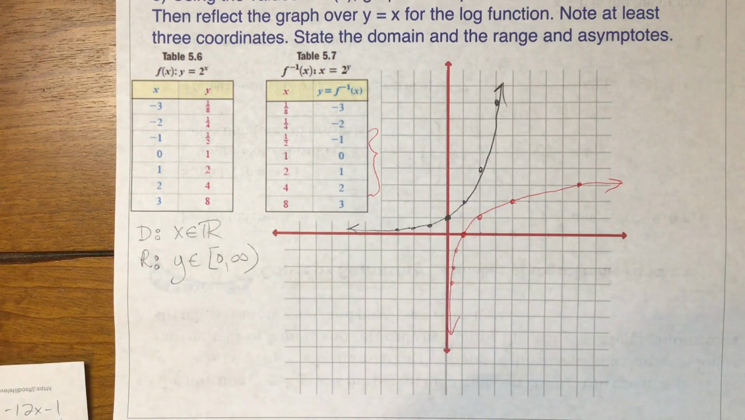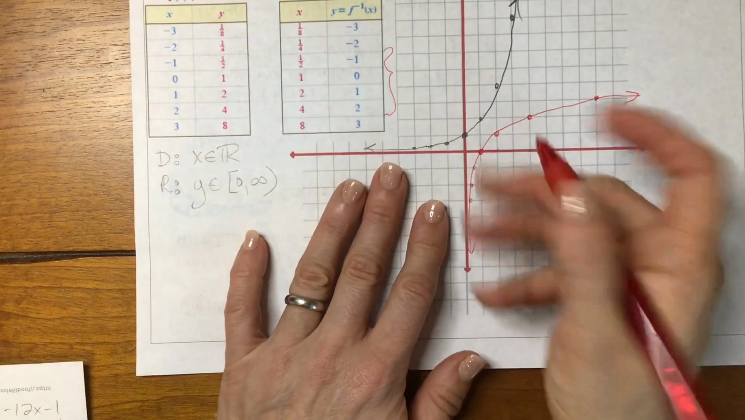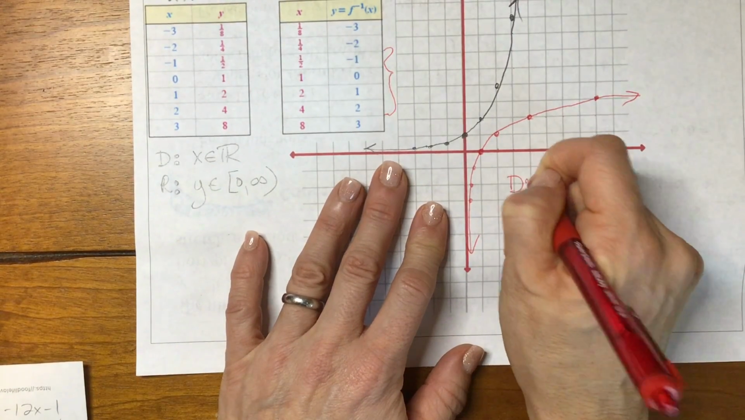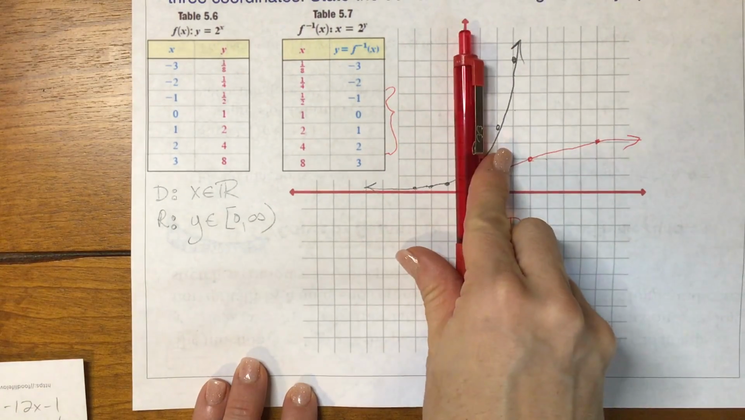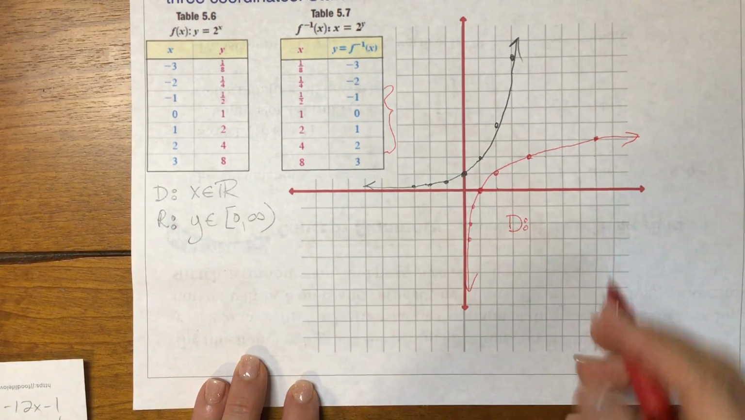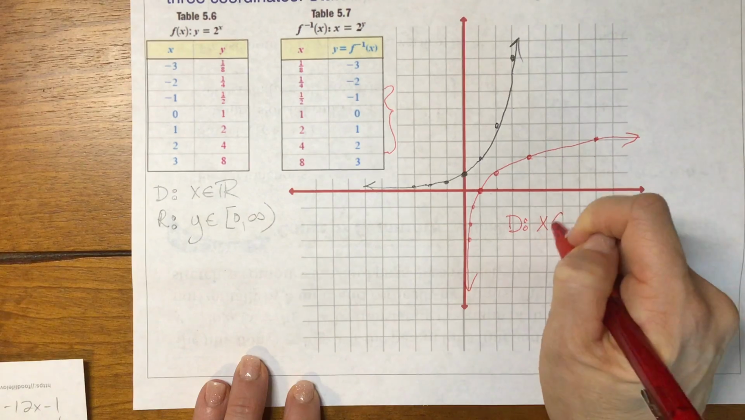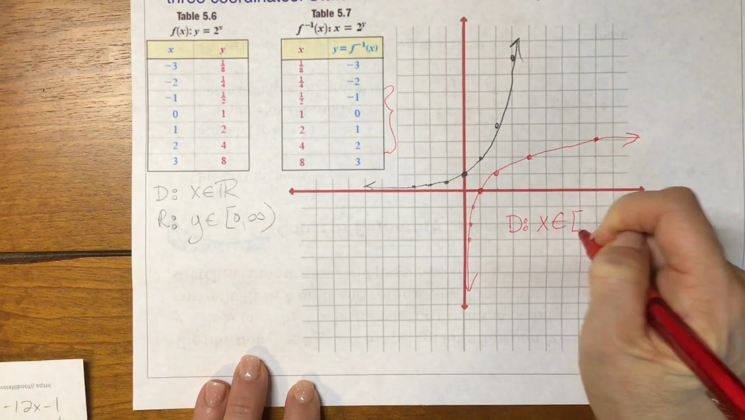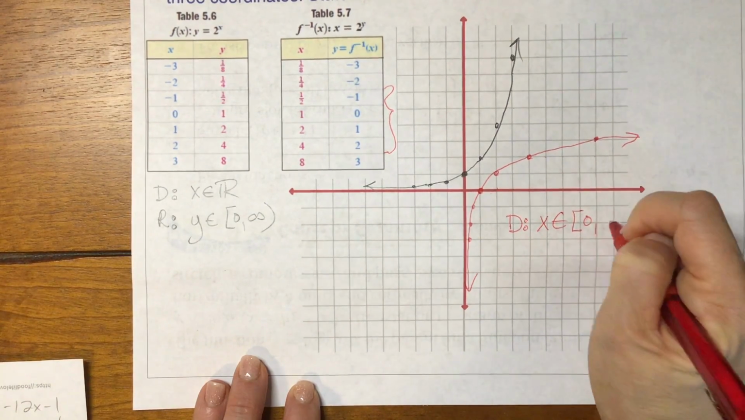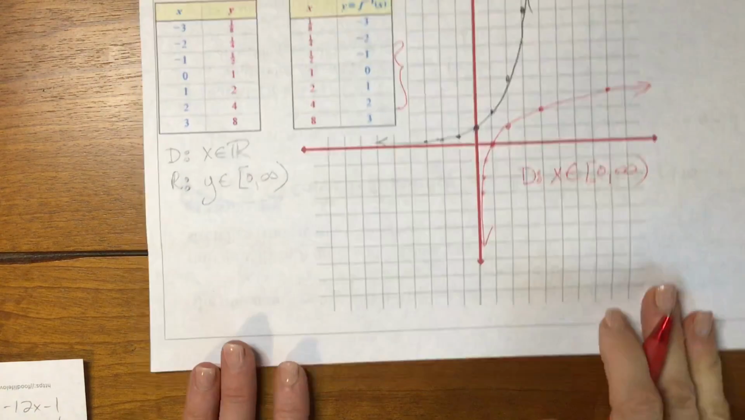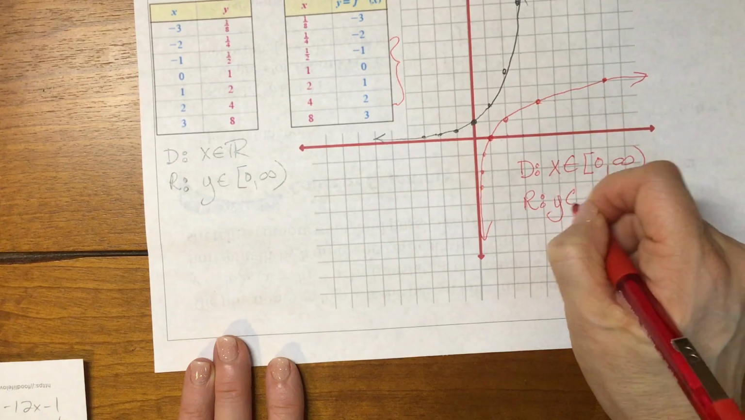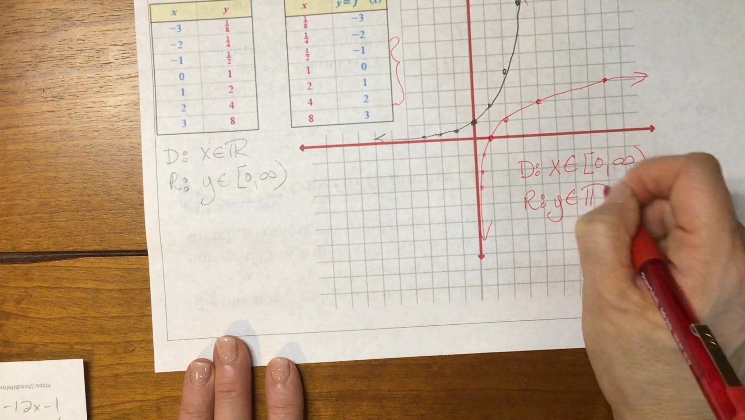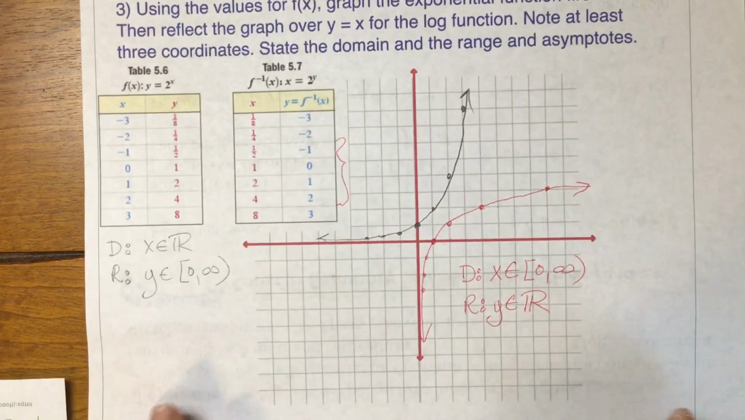Now let's look at the domain for the logarithmic function. So notice my domain is no longer all real numbers. I have a vertical asymptote at 0. And so my domain is now going to be x is the set of 0 to infinity. But my range now is all real numbers. So y is the set of all real numbers.